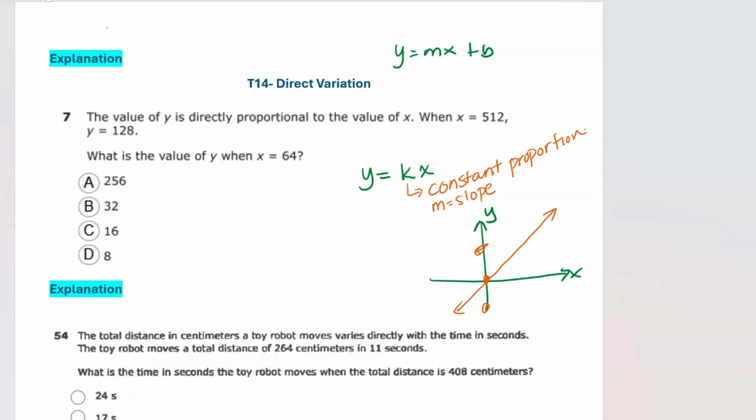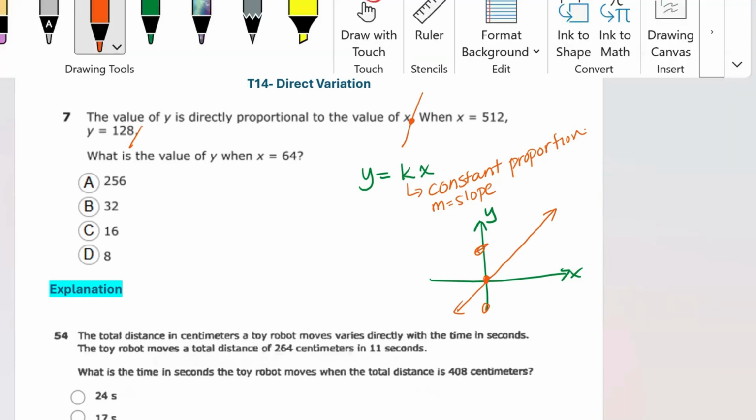Now, the strategy here is you should be reading this statement by punctuation. If you see a parenthesis, if you see a period like this, you stop from there. Same thing here. You see this, stop from there, and then start solving the problem. Again, your k is your constant of proportionality. That's your slope.